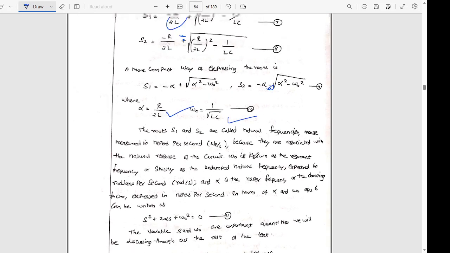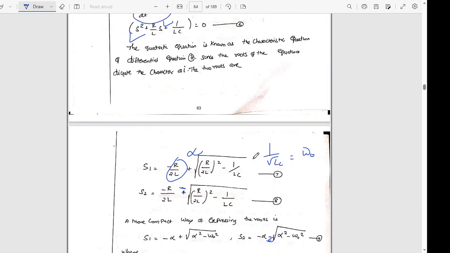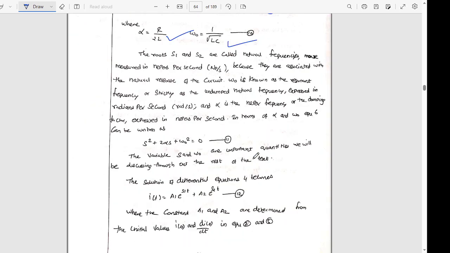Now this equation number 6 is represented like this: S square plus 2 alpha S plus omega naught square. R by L, we are supposed to have R by 2L, so we are writing S square plus 2 alpha S. We got 1 by LC, so that will be represented as omega naught square. Omega naught is 1 by root LC, omega naught square is 1 by LC.